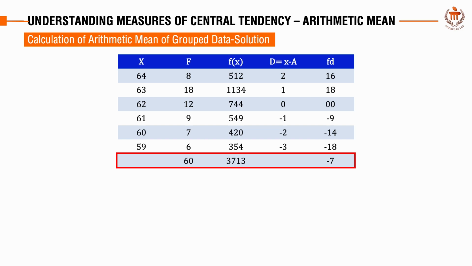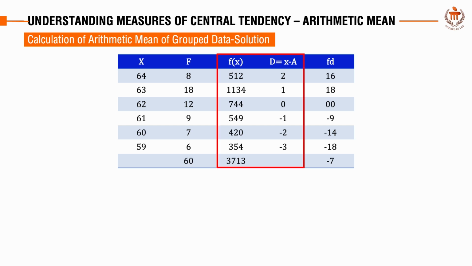D is the step deviation, which is nothing but x minus A. So what is A? Here A is 62. Out of these x values, I took one value as the assumed mean, and then I found the difference of all the values from the assumed mean: 64 minus 62, 63 minus 62, 62 minus 62, 61 minus 62, 60 minus 62, 59 minus 62. That difference I'll find, and that D value I'll multiply with f.